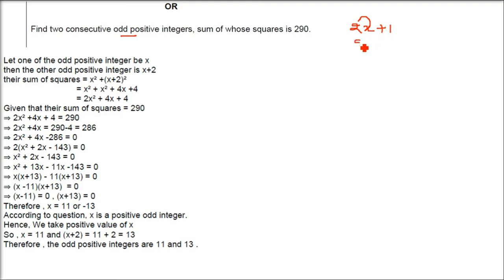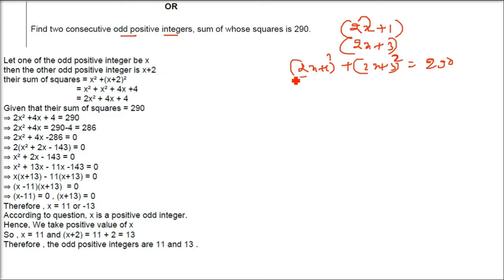So 2x plus 1 and then 2x plus 3. These two numbers they will take, then square them and add them, and it is equal to 290. So two consecutive odd positive integers, sum of whose squares is 290. 2x plus 1 whole square plus 2x plus 3 whole square equals 290. So even if you do this, the same answer will come. But in this question, it won't matter, because when you get the value of x, you will see that it will be 11 and 13 only.